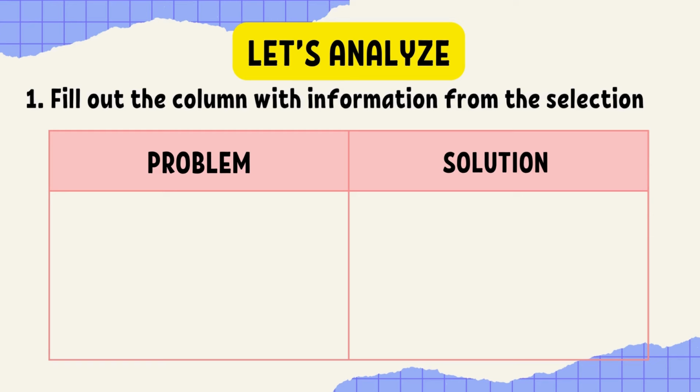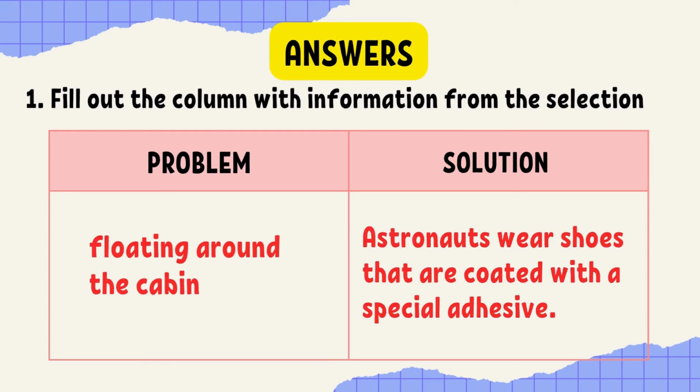Number 1, fill out the column with information from the selection. For the first column, you write the problem, and the second column, you write the solution. Here are the possible answers. First one is floating around the cabin. That's the first problem. And the solution is astronauts wear shoes that are coated with special adhesive.